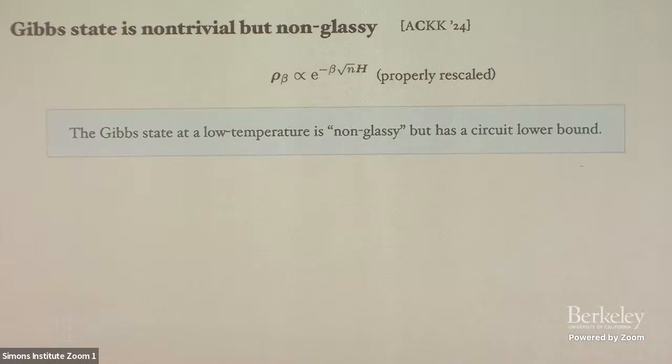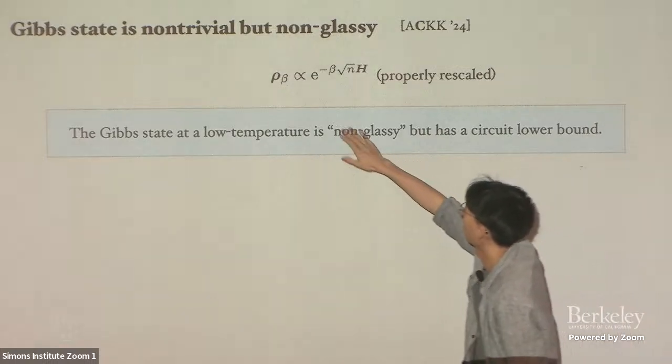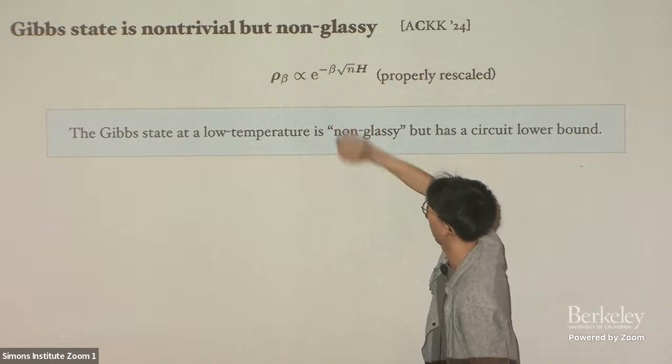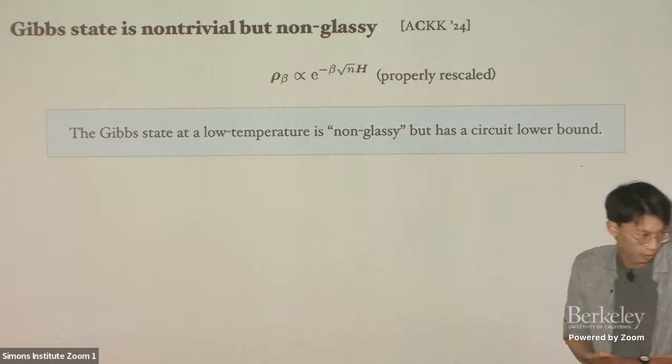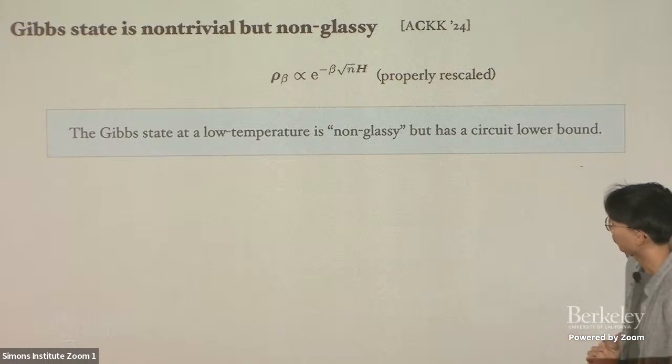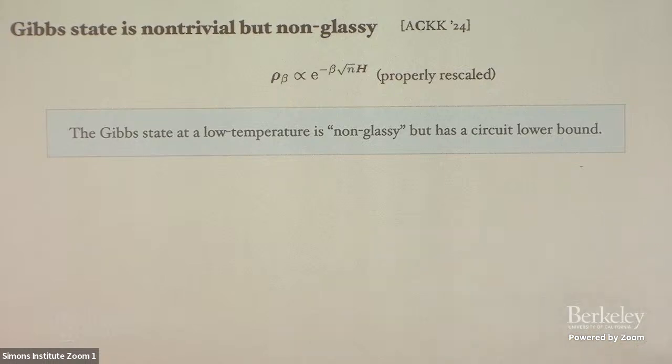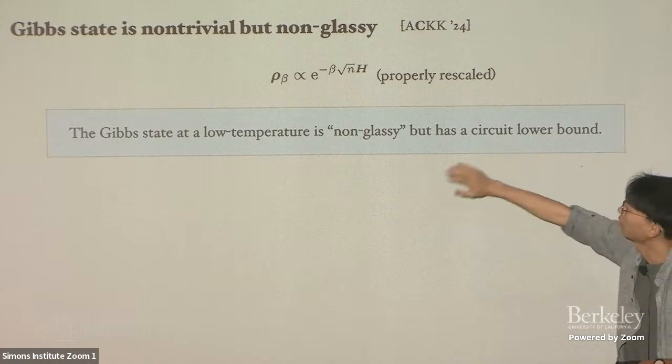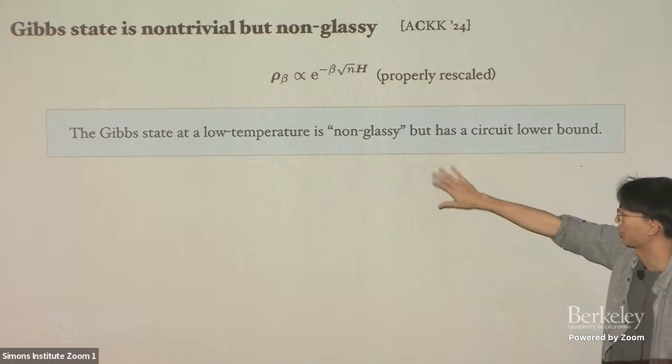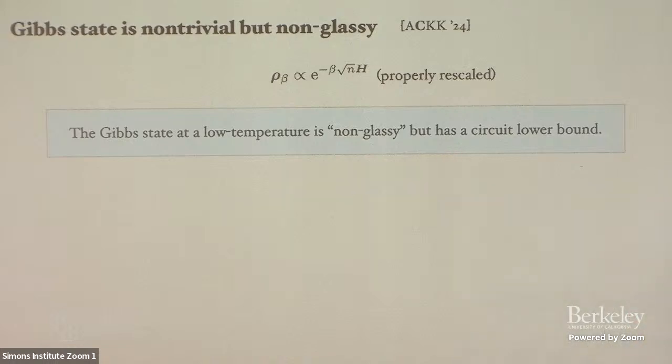So what we can show is that the Gibbs state is non-trivial but non-glassy. Okay, so it's a very intriguing title. Let's take the Gibbs state and rescale properly. This is a physical normalization. And here's the claim: the Gibbs state at a very low temperature is non-glassy, whatever that means, but also has a circuit lower bound. The circuit lower bound means that any state that achieves this energy requires a very deep circuit.